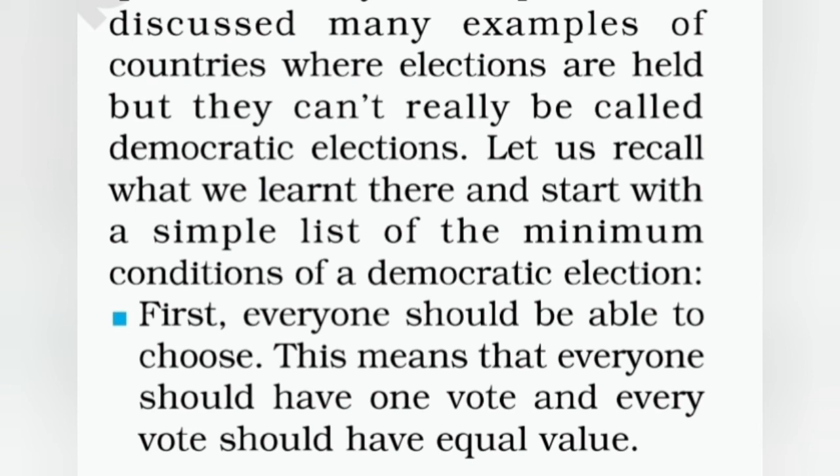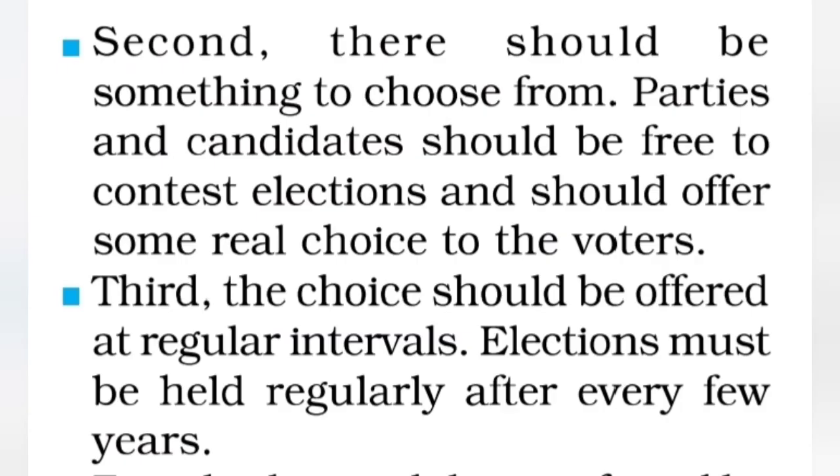Let us recall what we learnt there and start with a simple list of the minimum conditions of a democratic election. First, everyone should be able to choose. This means that everyone should have one vote and every vote should have equal value. Second, there should be something to choose from. Parties and candidates should be free to contest elections and should offer some real choice to the voters.